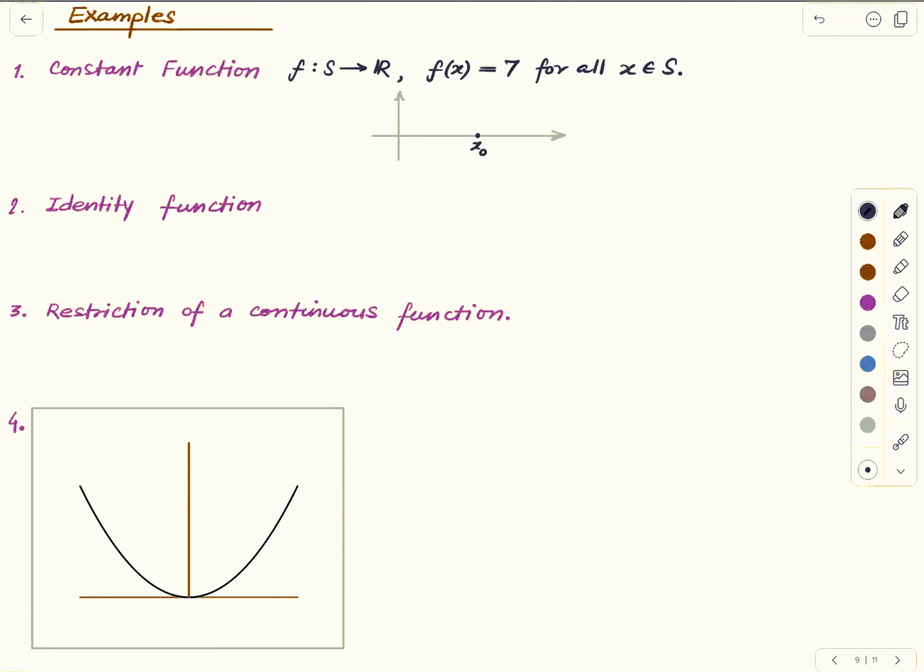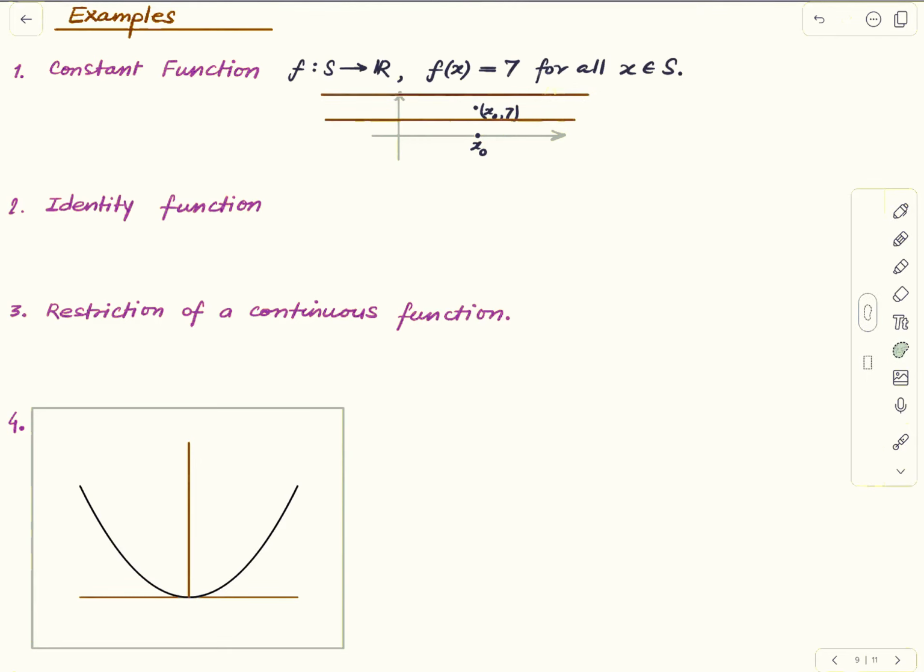So x0 is some point in S, and here we will mark out this point which is in the graph of f. The value above x0 is 7, so we have marked that point out. Choose some epsilon greater than 0 and draw the corresponding epsilon band.